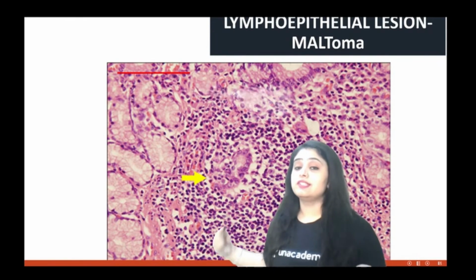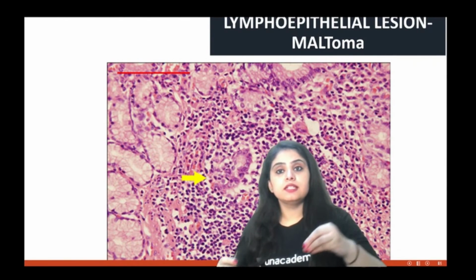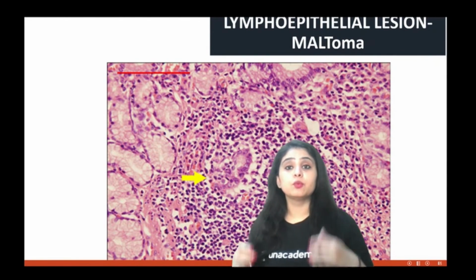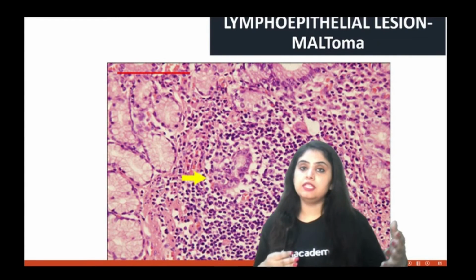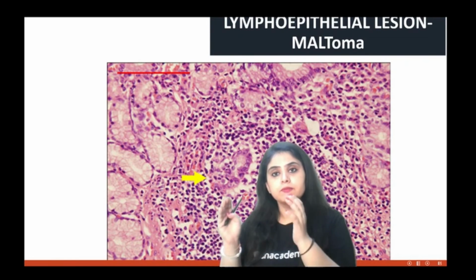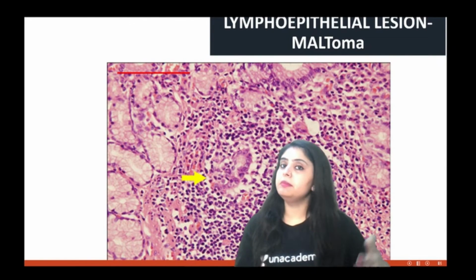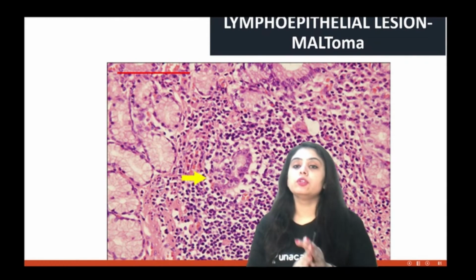So let me show you what exactly is happening here. The epithelium is being invaded by the lymphoid cells. So what is the term that I've used out here? I call it lymphoepithelial lesion. So break the term. Lympho means lymphoid tissue and lymphoid cells. Epithelium means the epithelium of the stomach. So lymphoepithelium, both of them are going to come up together.